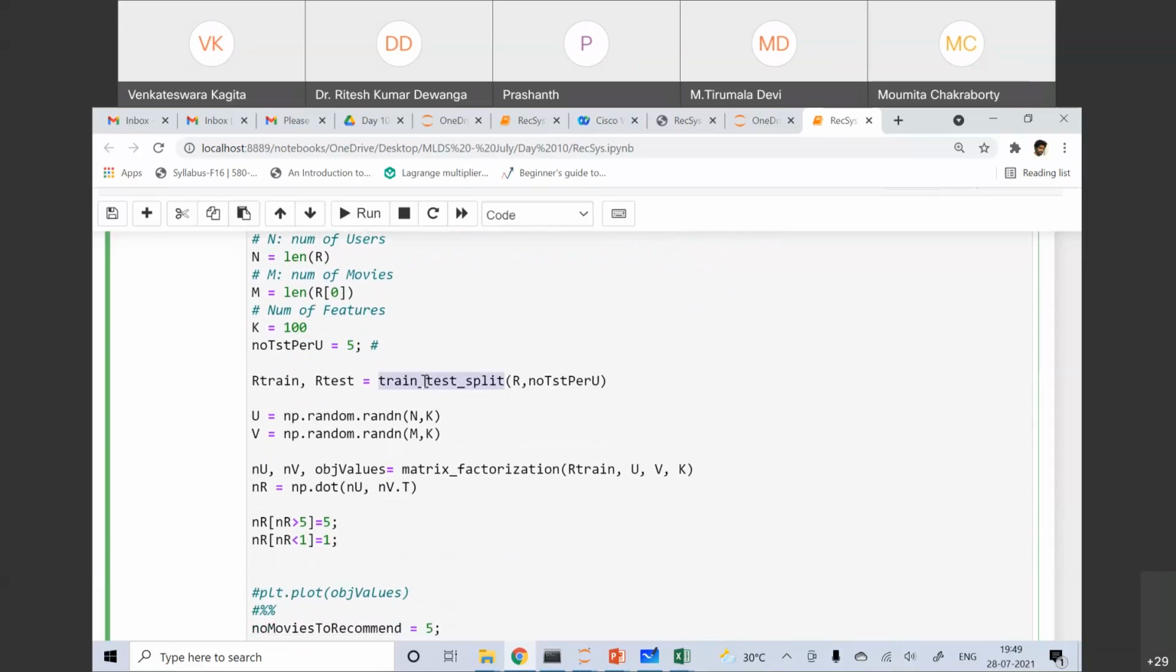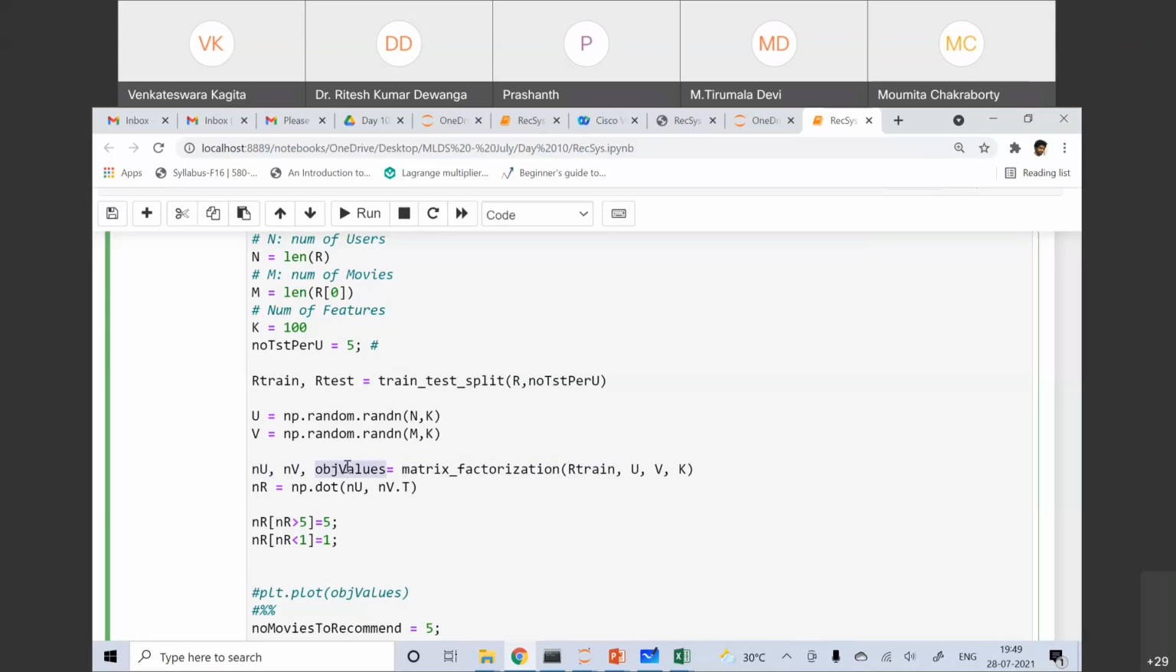Then he calls train test split, which returns the rating matrix train data and rating matrix test data. Then he randomly initializes U and V values using np.random, based on the normal distribution. Once the U and V values are initialized, he calls the matrix factorization that we have defined, using the training data and these parameters U, V, and K. After that, it returns the optimal U, optimal V, and the objective values.